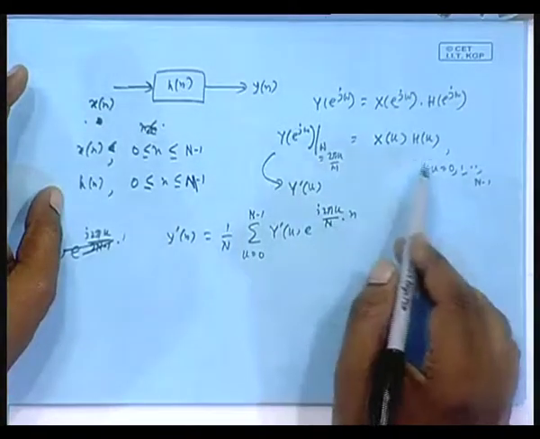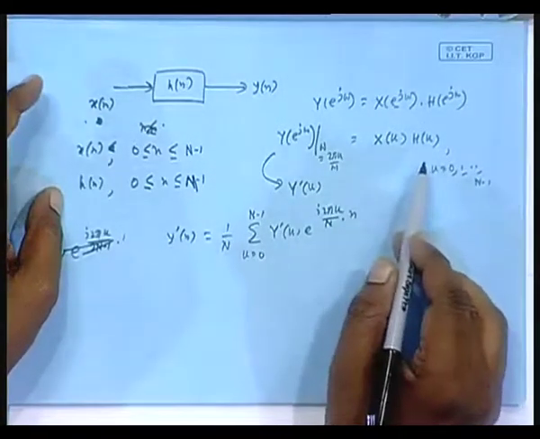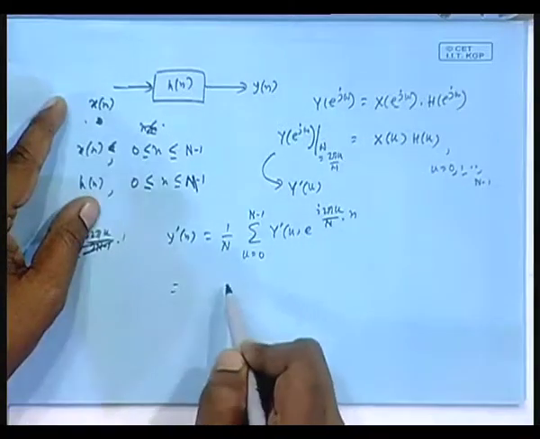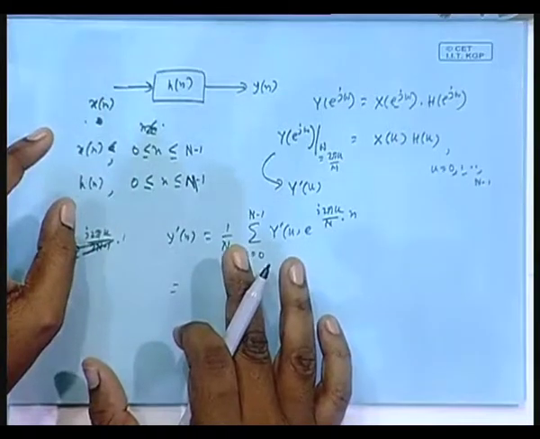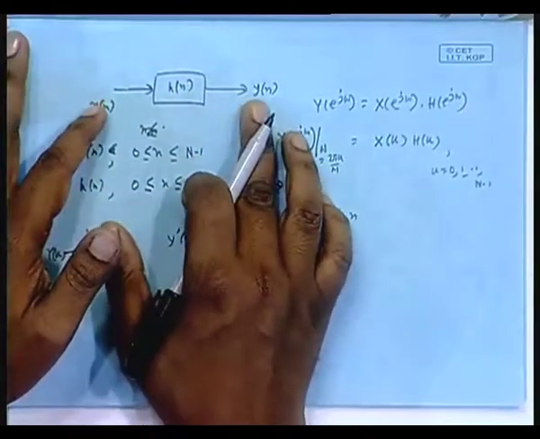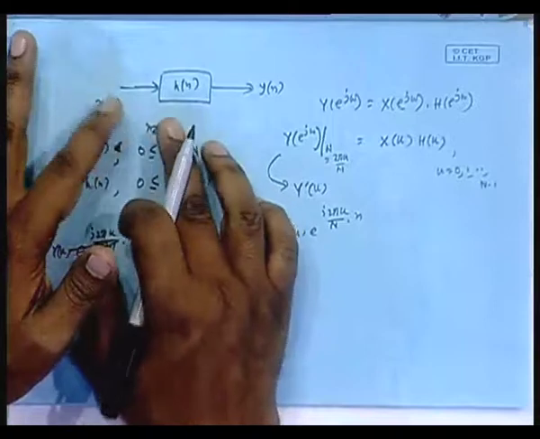And now y prime k you replace by this X[k] H[k], because I want to finally relate everything in time domain, isn't it? How it is related to the actual linear convolution. Linear convolution is time domain.